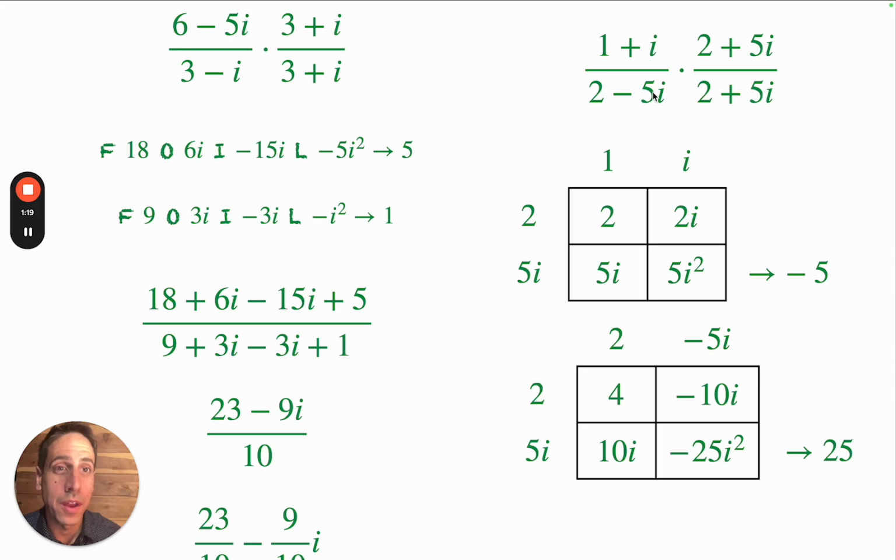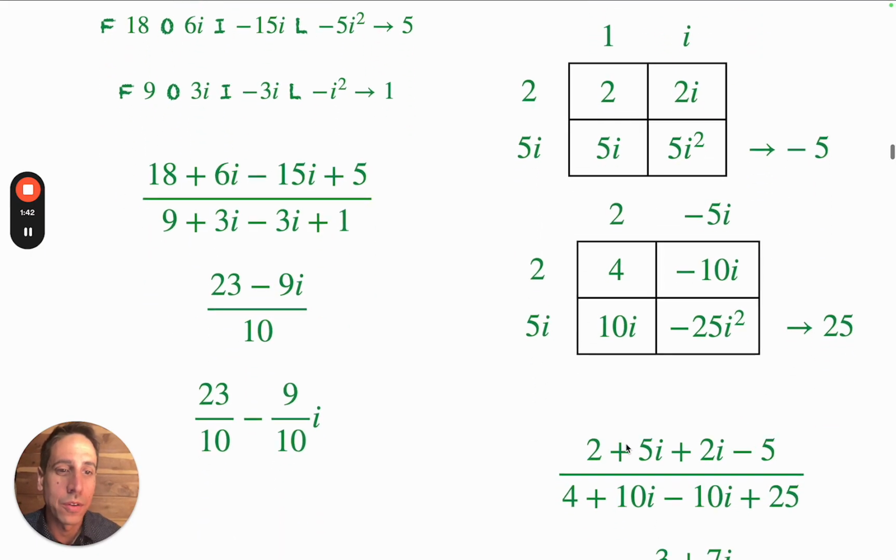This is 2 minus 5i and 2 plus 5i. 2 times 2 is 4. 2 times 5i is 10i. 2 times negative 5i is negative 10i. 5i times negative 5i is negative 25i squared, which turns back into a positive 25 because i squared is equal to negative 1.